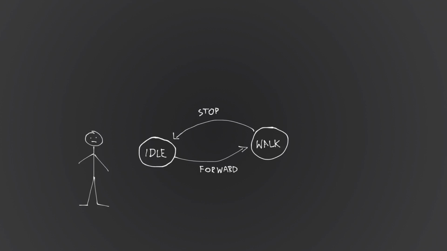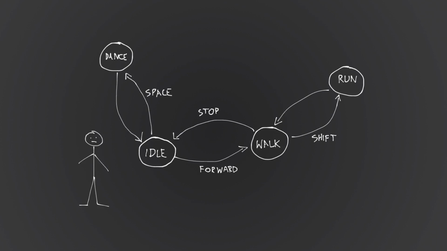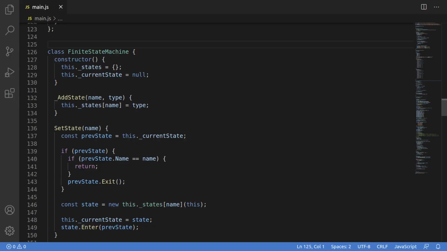Our character isn't going to have a ton of states since this is just a tutorial, but here's the final finite state machine where we have idle, walk, run, and dance states. Let's code this up.